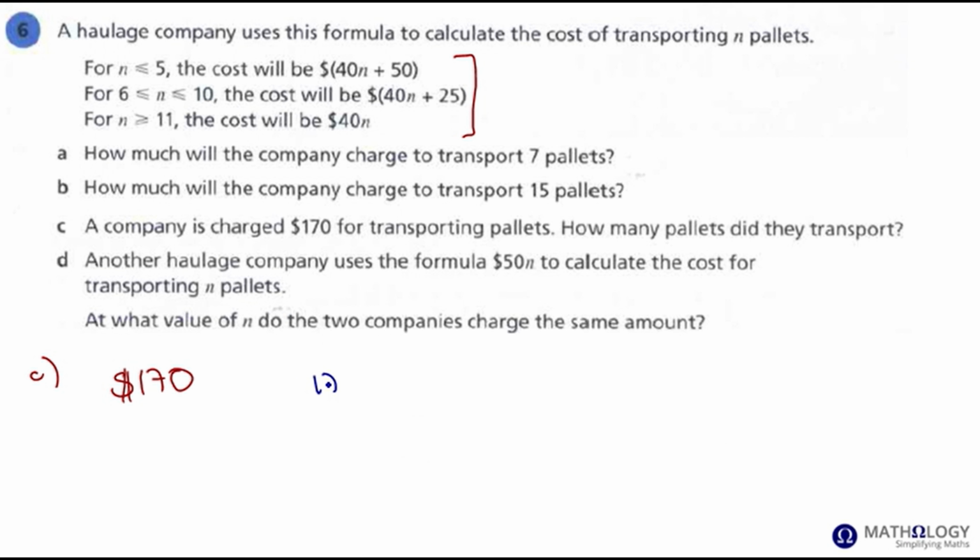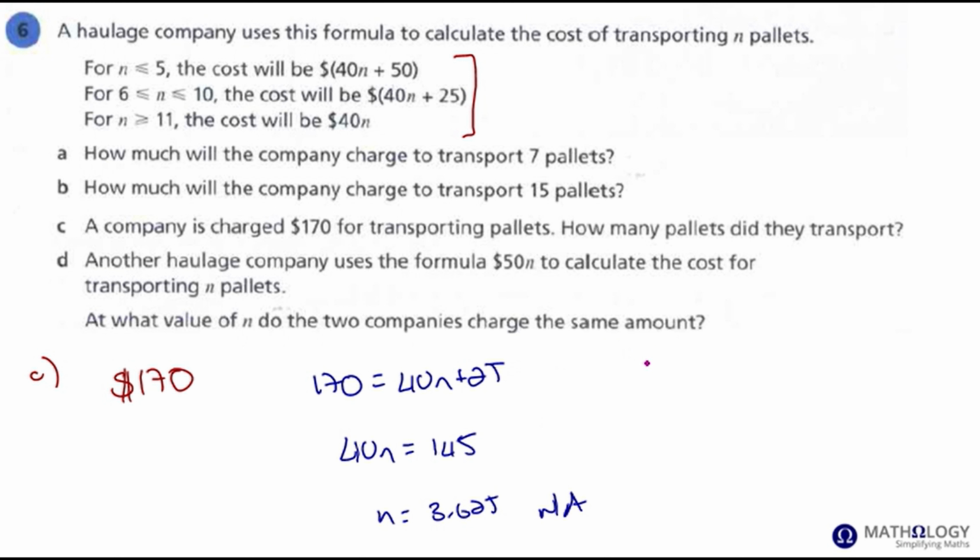So to further illustrate this, we're going to put 170 equal to 40n plus 25 and solve for n. So 40n equals 145. 145 divided by 40 is 3.625. So this is not applicable. You can't have 0.625 of a pallet.